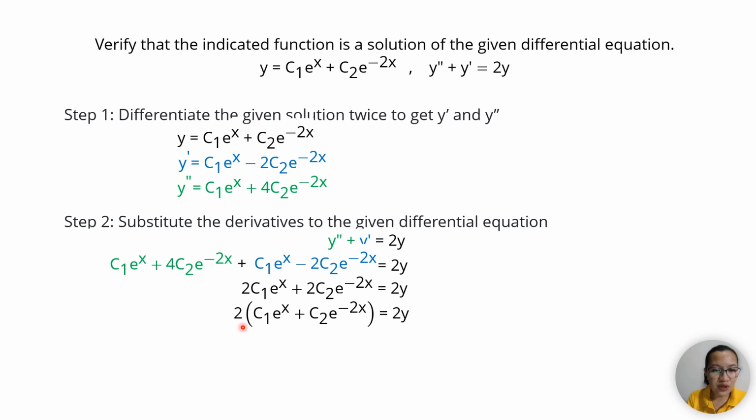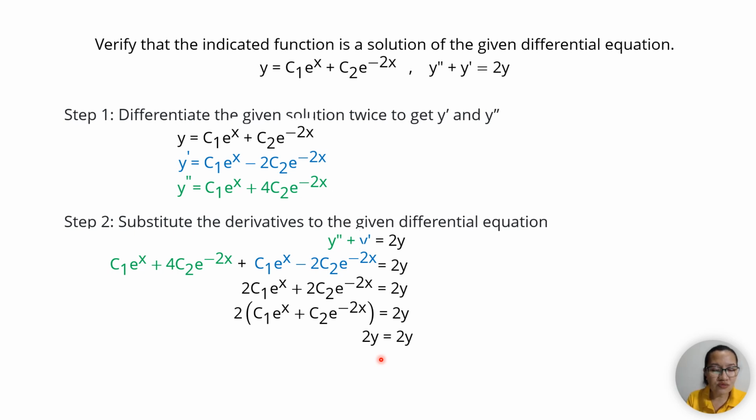That would give us 2 times the quantity of c sub 1 e to the power of x plus c sub 2 e to the power of negative 2x. And we know from our given that this is just equal to y. And so substituting that, therefore 2y equals 2y.